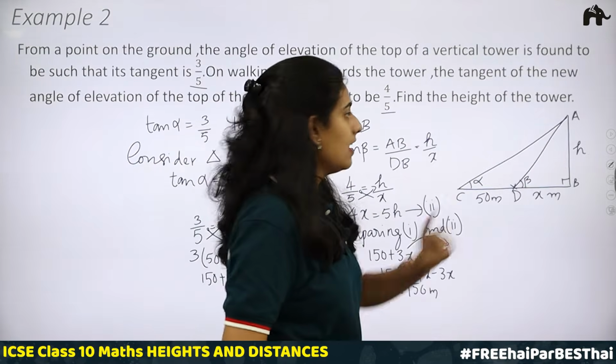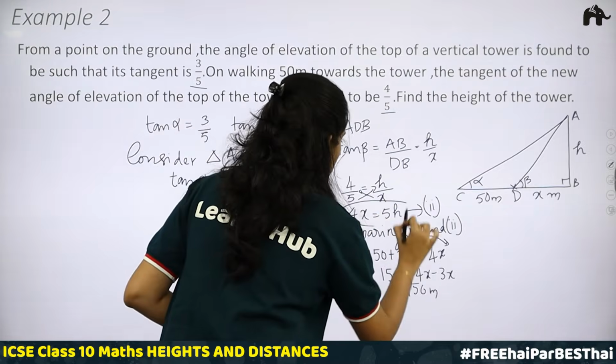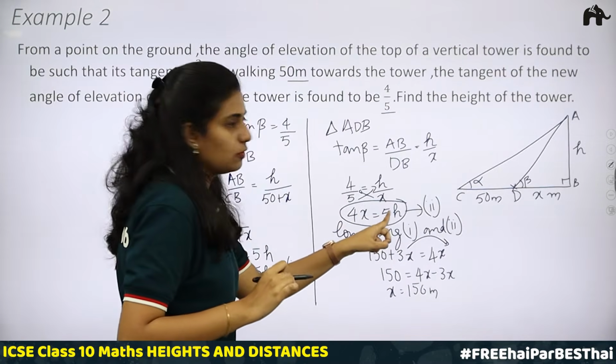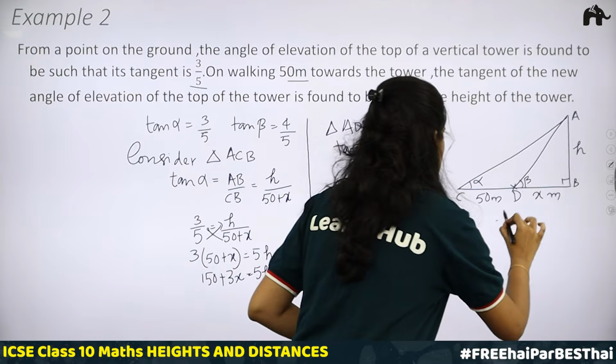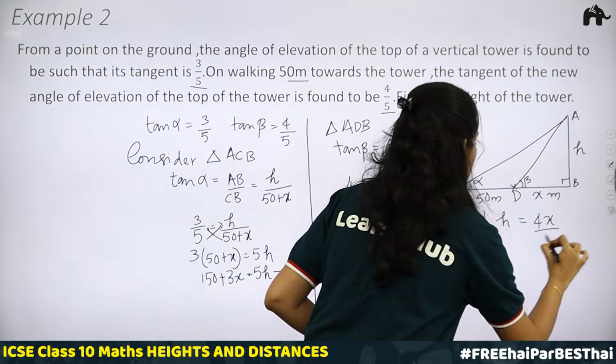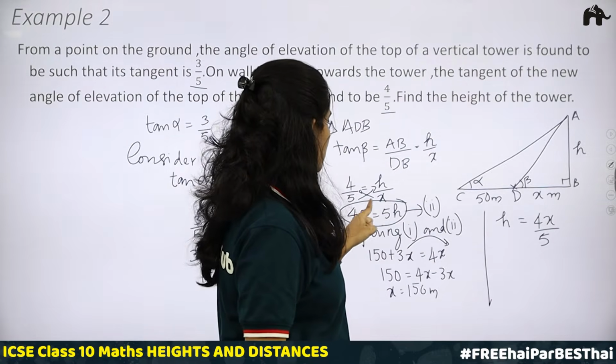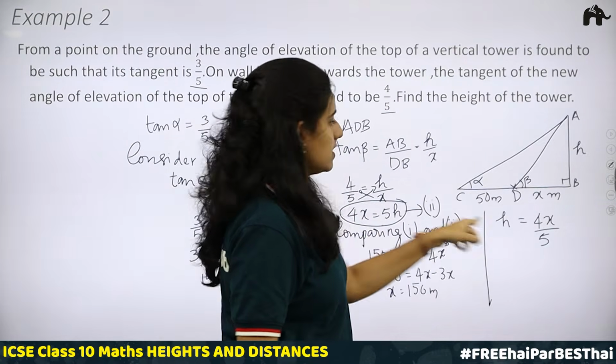What we have to find? We have to find h. How to find h now? Considering this equation, 4x is equal to 5h, we'll be having h is equal to 4x divided by 5. From the second equation, we have 4x divided by 5 is equal to h.